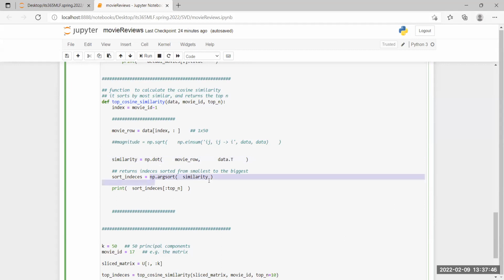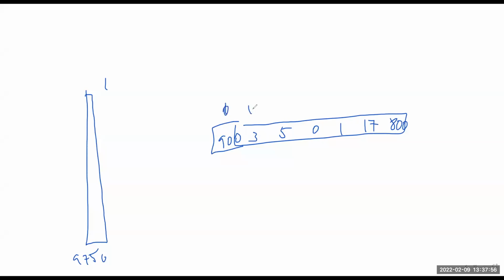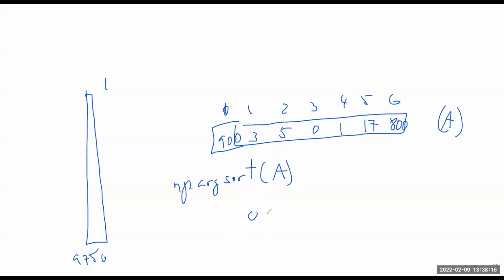And now I do an np.argsort of that to return the top indices. If I think about it, this is 0, 1, 2, 3, 4, 5, 6. So that argsort, if this is A, returns a list of these sorted. So how do you sort this? It's 0, 1, 3, 5, 17, 800, 900, correct? That's the numbers sorted. But it doesn't return the numbers themselves. It returns the indices, which is really what you care about because those are the movie IDs.